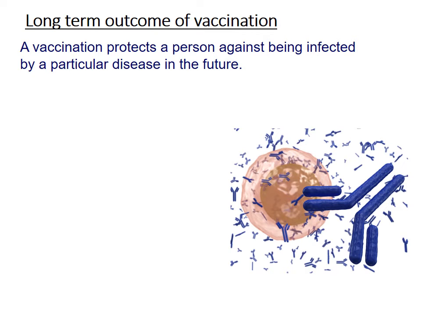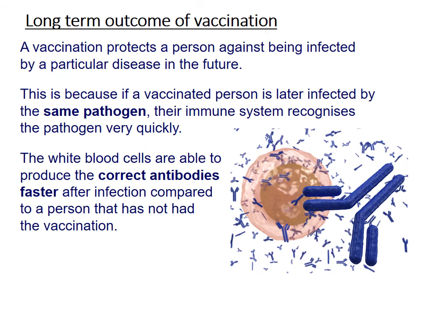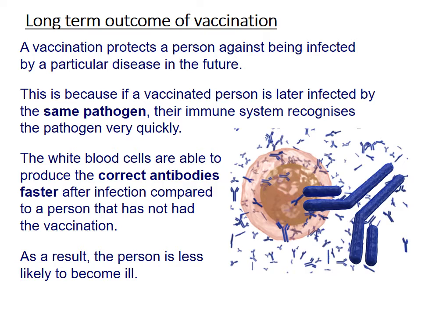So the whole point of this is that it is stopping people getting infected with a disease in the future. What that means is that they are protected from being infected by a particular pathogen. Because their immune system has these memory white blood cells, they're able to produce the correct antibodies in order to destroy the pathogen. And so that means that you don't get ill. As a result, we can describe that person as being immune. They cannot catch that specific disease.